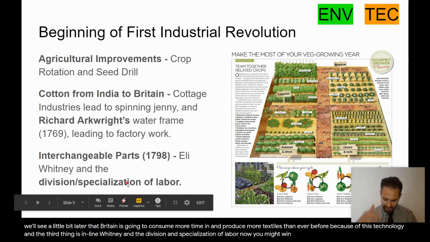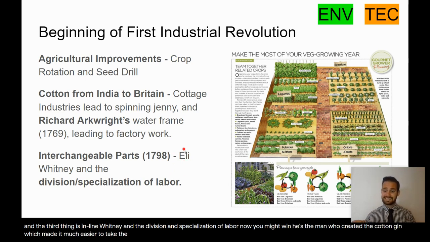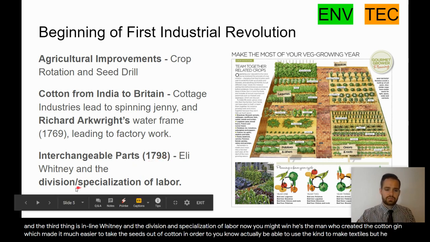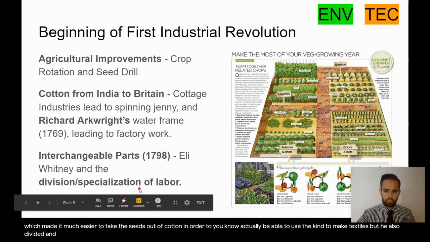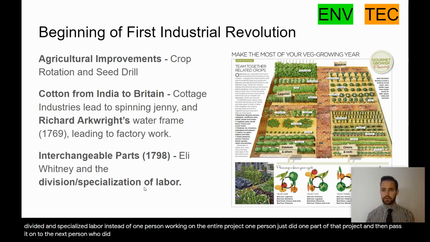Now, Eli Whitney is actually known as the man who created the cotton gin, which made it much easier to take the seeds out of cotton in order to actually be able to use the cotton to make textiles. But he also divided and specialized labor. Instead of one person working on the entire project, one person just did one part of that project and then passed it on to the next person who did one part of that project.